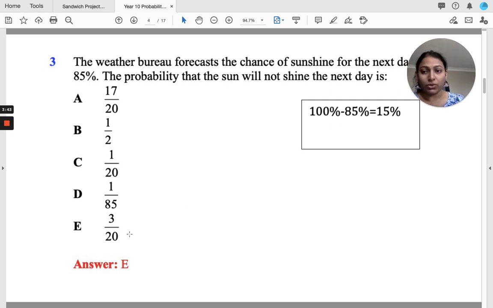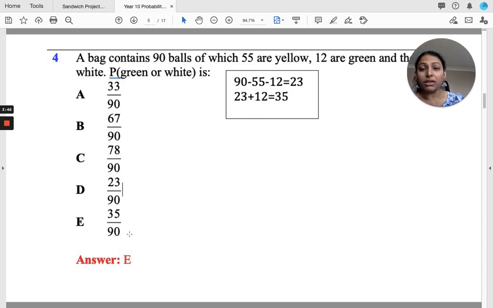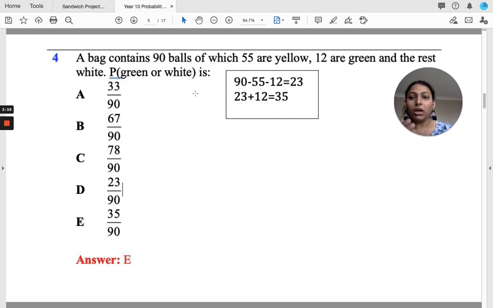And that is 3/20. Now this one, a bag contains 90 balls of which 55 are yellow, 12 are green, and the remaining are white. I'll move this a bit down. Okay, so probability of green or white. So 90 minus 55 minus 12 is 23. So this is what we have for white. So the combination of green plus white, or, is always treated with an addition. So green plus white is 23 plus 12, which is 35. So you would write your probability as 35 over the total, which is 90. So the answer choice is E.